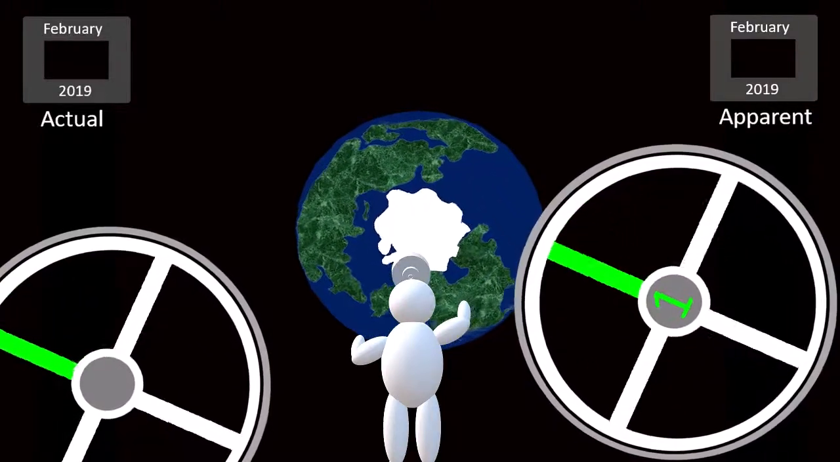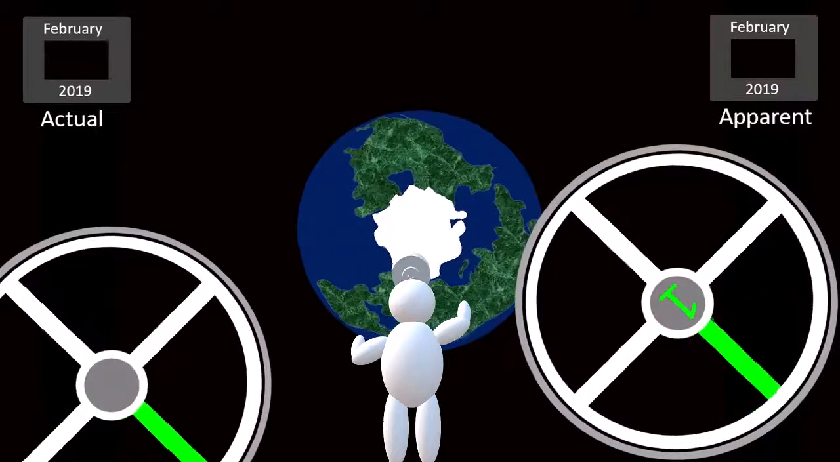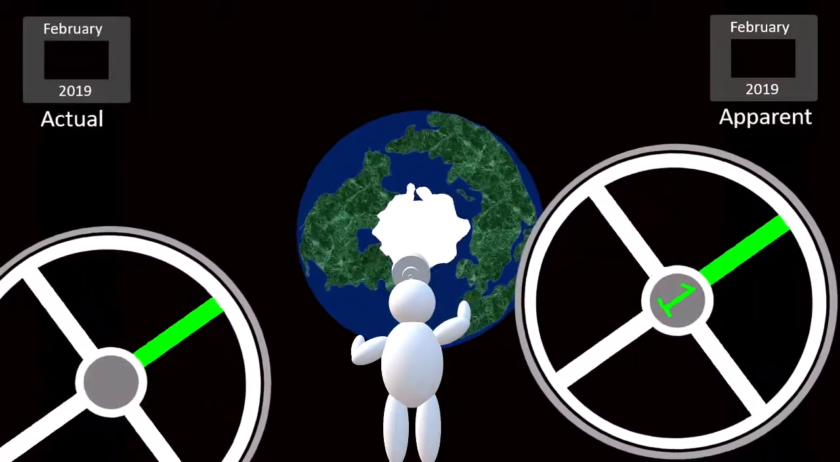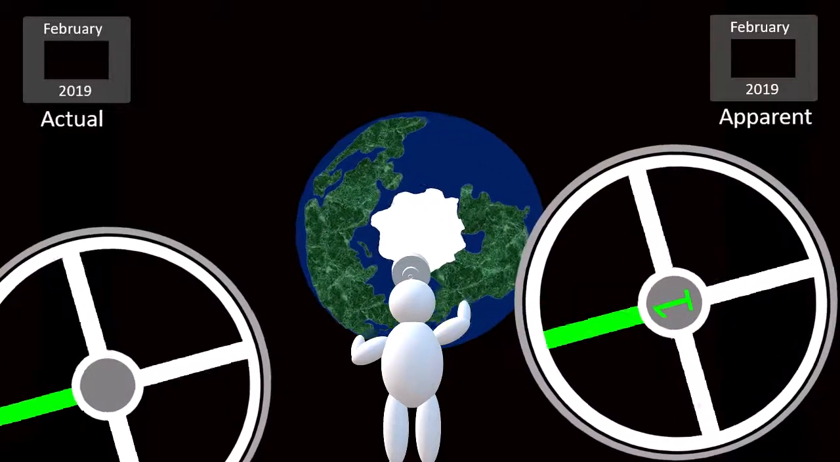Carl is one light day from Earth. We can't see Earth from a light day away, so he's using a telescope with incredible magnification. What we see on the middle of the screen is what Carl sees.